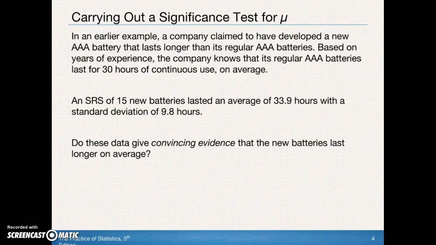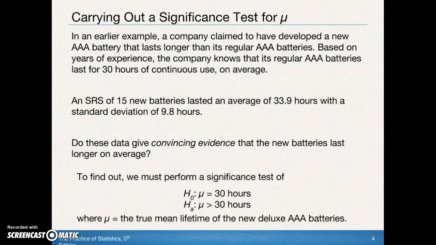So whenever you do a significance test, your first step is to state your hypotheses. So when we do that, our null, again, is mu equals 30 hours. We think the AAA batteries last 30 hours. And our alternative is that they claim that the new batteries, their average is greater than 30 hours. And again, this is what it means to describe or define your parameter. Mu equals the true mean lifetime or true mean hours of the new deluxe AAA batteries. So you have to always state your hypotheses if they're asking you for convincing evidence.